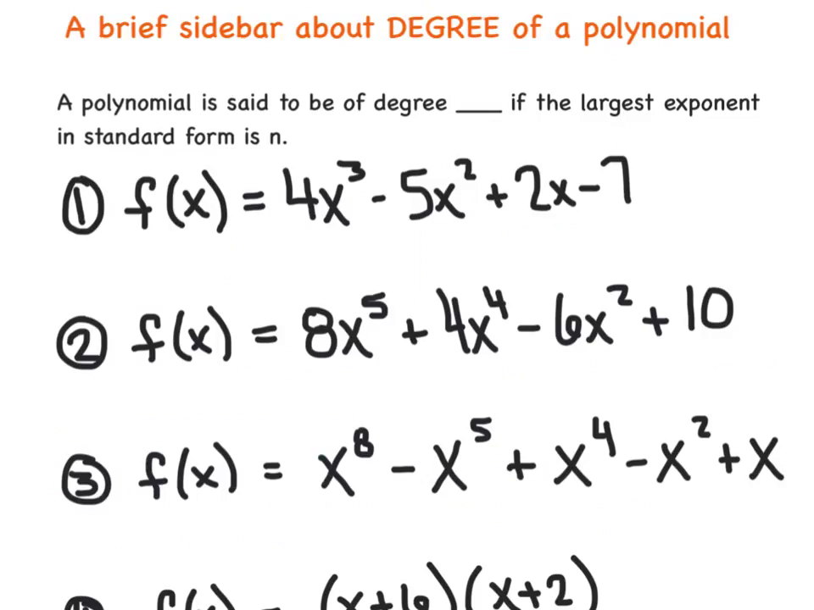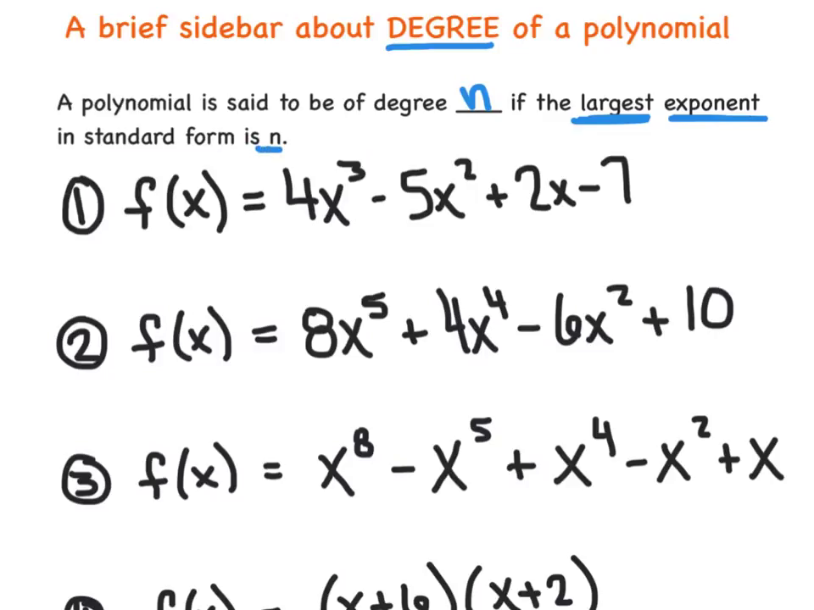Now, before we can go any further talking about end behavior, we first got to review what it means to identify the degree of a function. And we've had some really hard ones lately, so I'm going to warm you up with some easier ones. And first, our definition: we say a polynomial is said to be of degree n if the largest exponent in standard form is n.